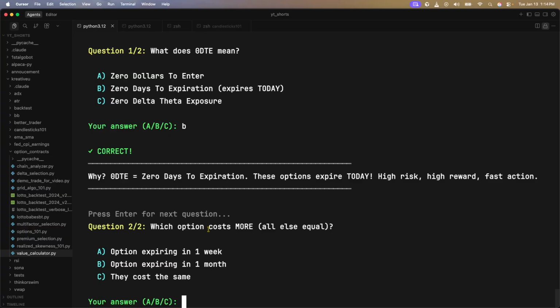So which option contract costs more if everything else is equal? Is it an option contract that expires within a week? Or is it an option contract that expires within a month? Or do they cost the same?